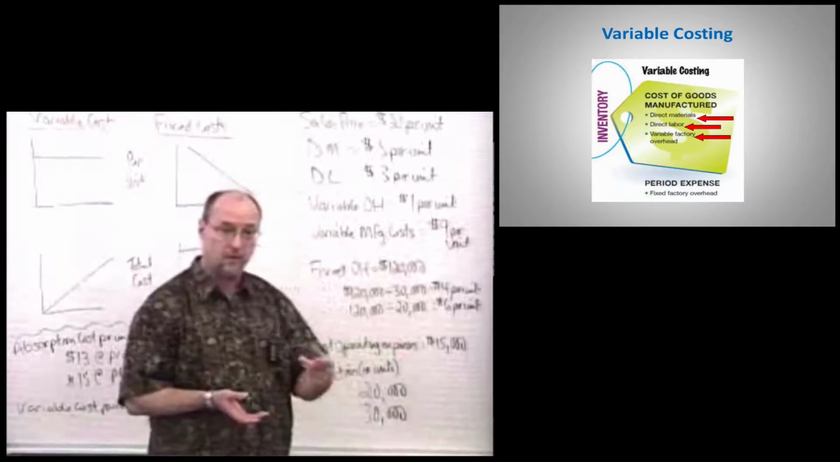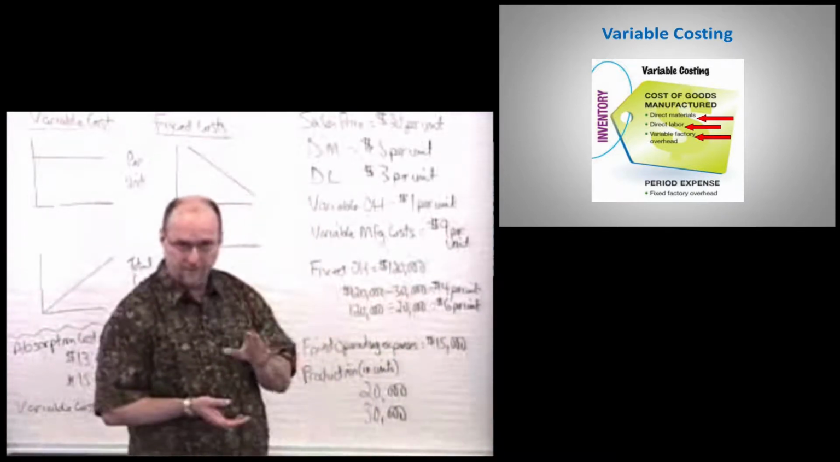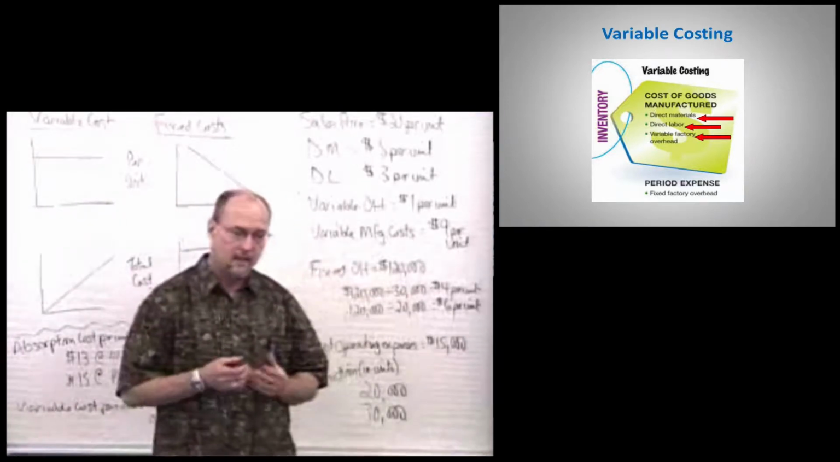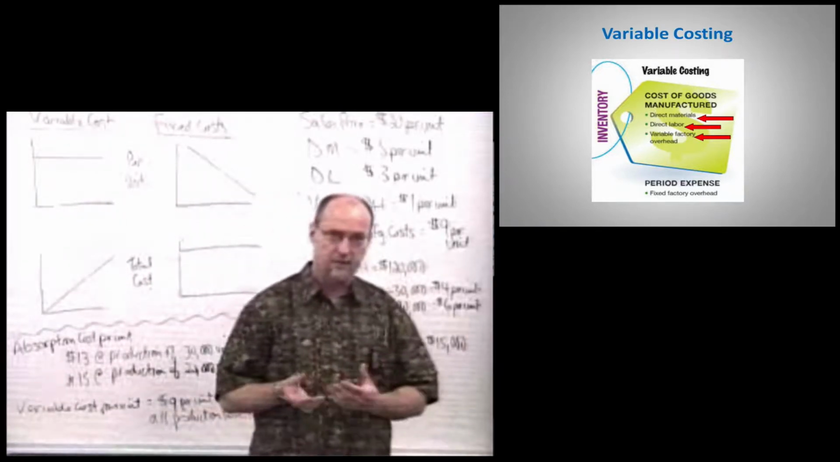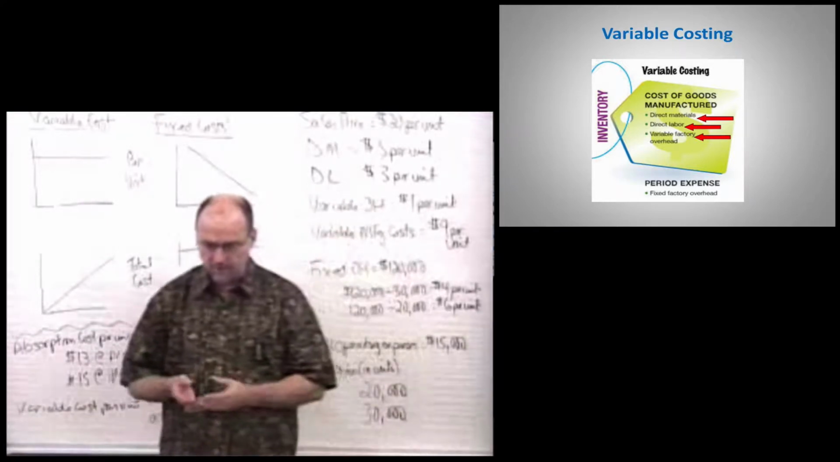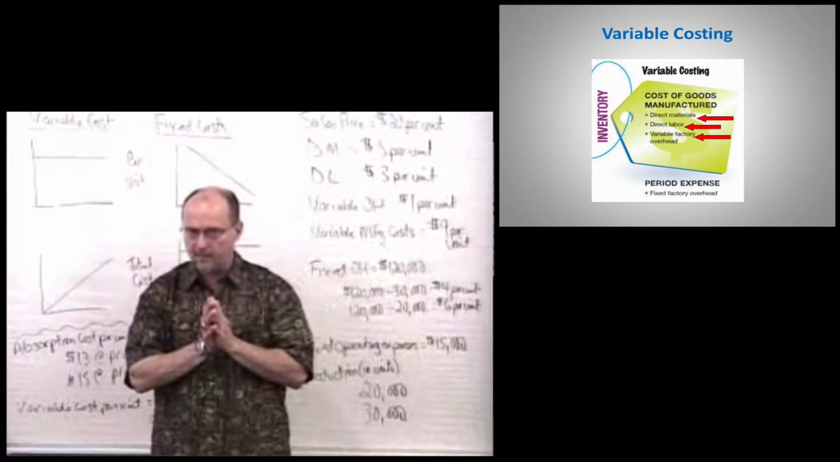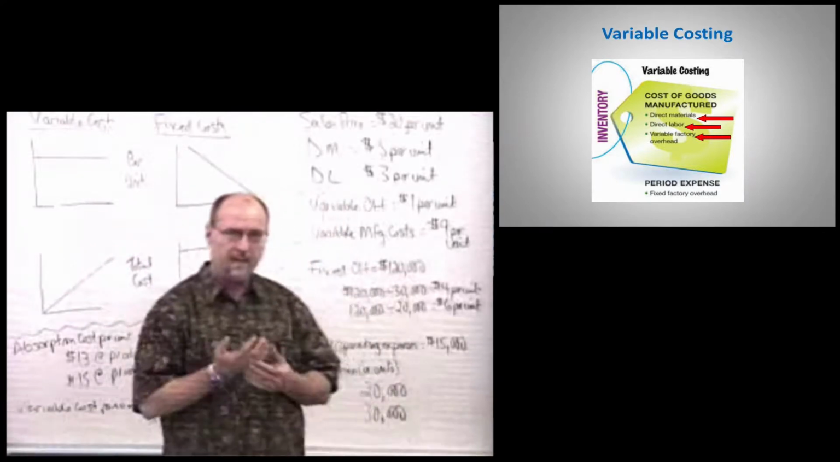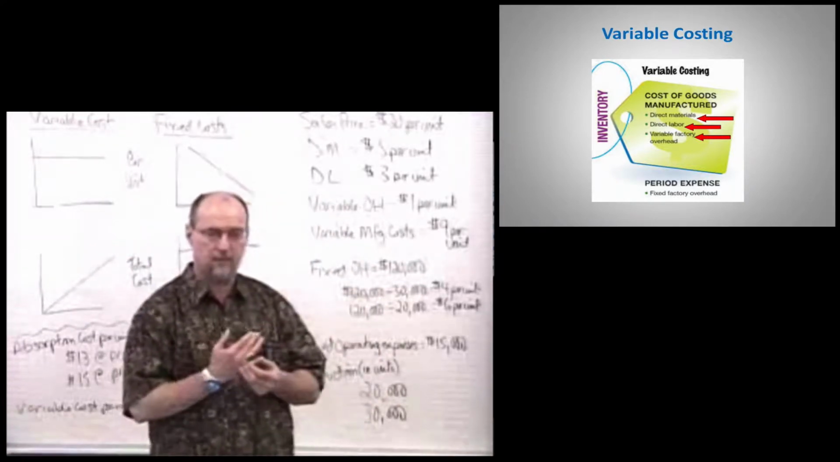So we're going to go through a variety of slides, and we're going to look at a few different scenarios to illustrate how variable costing and absorption costing produce different results. Okay, so again, the key thing to remember here, and the primary focus of this whole chapter, is how we account for the fixed factory overhead.